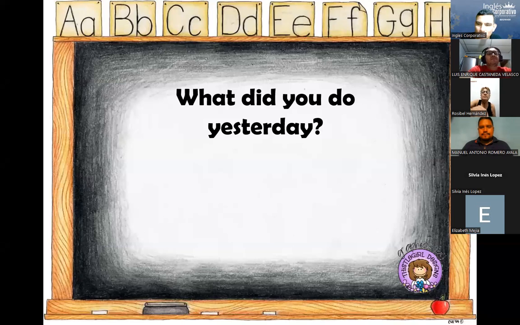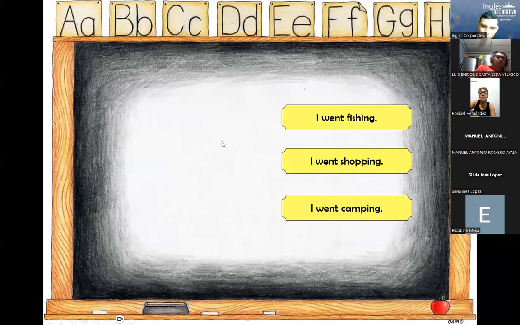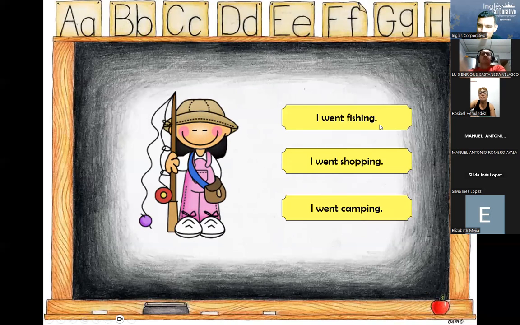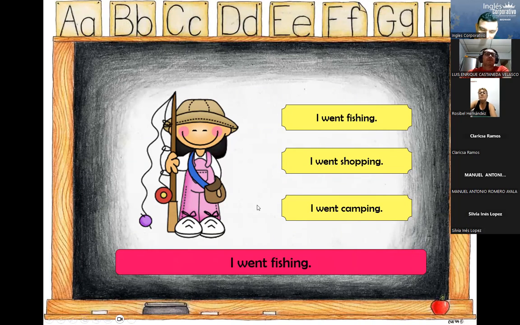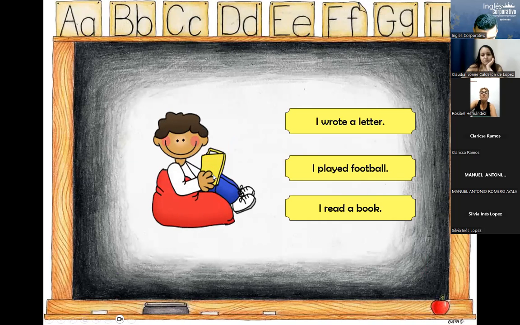My God. Okay, what did you do yesterday? What did you do yesterday? For example, what did she do yesterday? She went fishing, she went shopping, she went camping. She went fishing, very good. Excellent. Next question. What did he do yesterday?